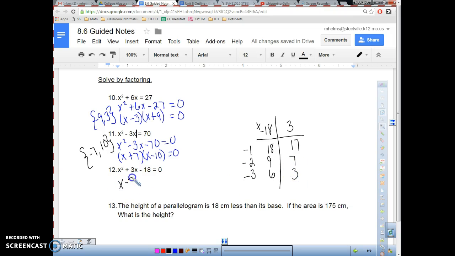So we have x minus 3, x plus 6. So I have x minus 3 equals 0, x plus 6 equals 0. So we know that our answer is negative 6 and positive 3 because x equals 3 here and x equals negative 6 here. Okay, let's go to 13.